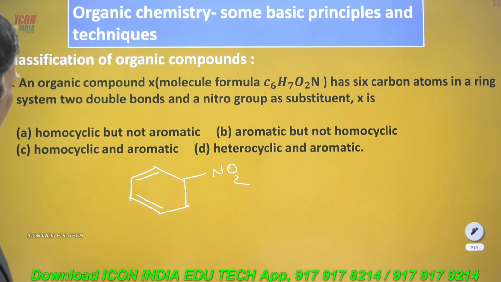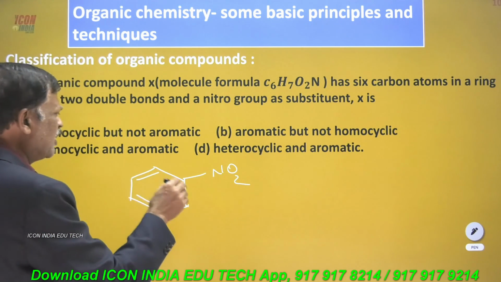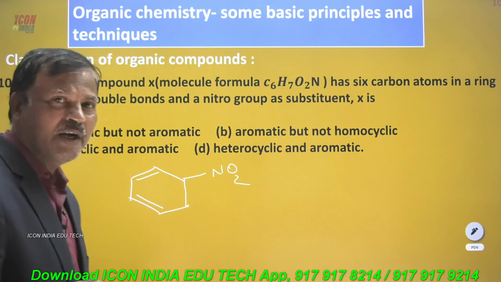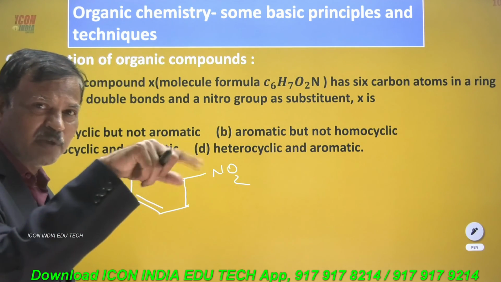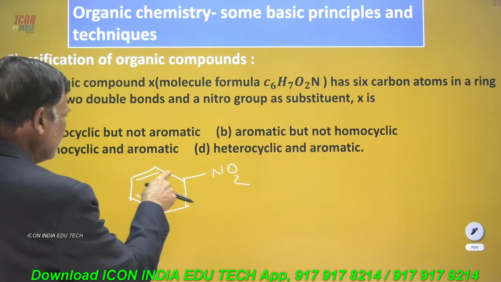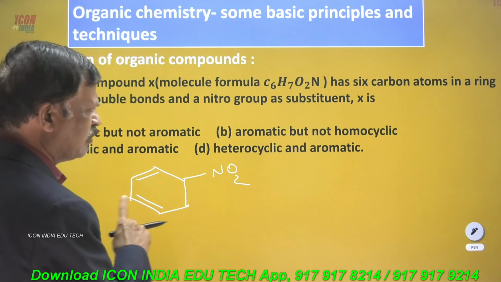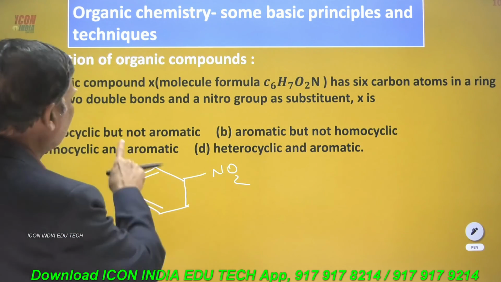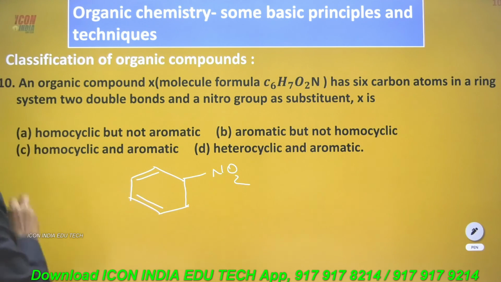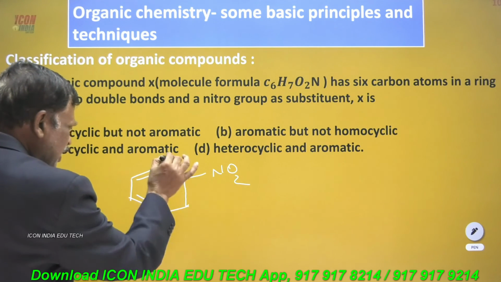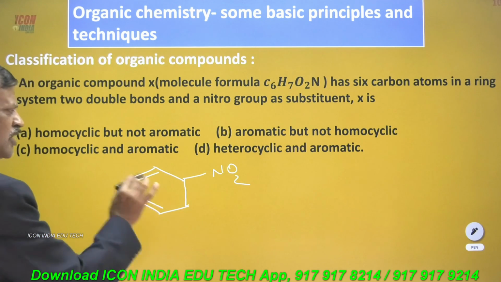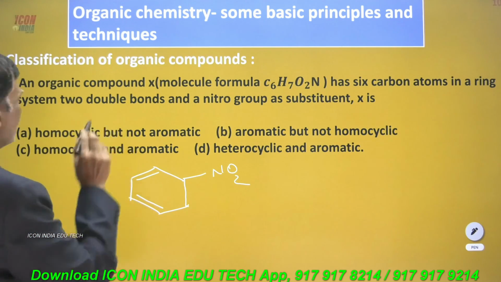So what is X now? Is it homocyclic or heterocyclic? Homocyclic only, because the ring is formed only by carbons. Hetero means other than carbon; if any other atom is involved in the formation of the ring, that is heterocyclic. Now it is homocyclic. It is not aromatic. So homocyclic and not aromatic, so the first option. Aromatic means there should be one more double bond here; then only it is aromatic. So it is not a benzene ring. So homocyclic but not aromatic.